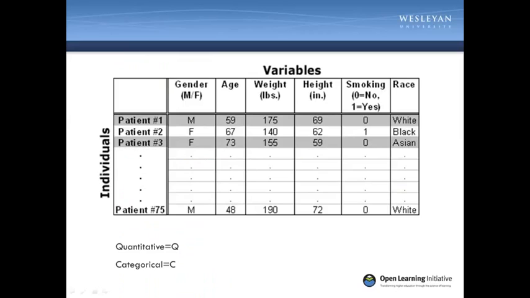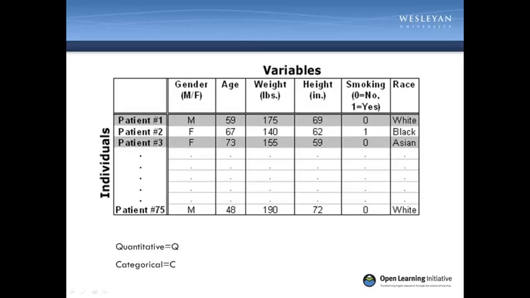A data set is literally a set of data, that is, observations and variables. Data sets are typically displayed in tables, in which rows represent individuals or observations and columns represent variables. Here I have a data set that shows medical records from a survey. In this example, the observations are patients and the variables are gender, age, weight, height, smoking, and race. Each row then gives us all the information about a particular observation, in this case a patient, and each column gives us information about a particular characteristic of all the patients.